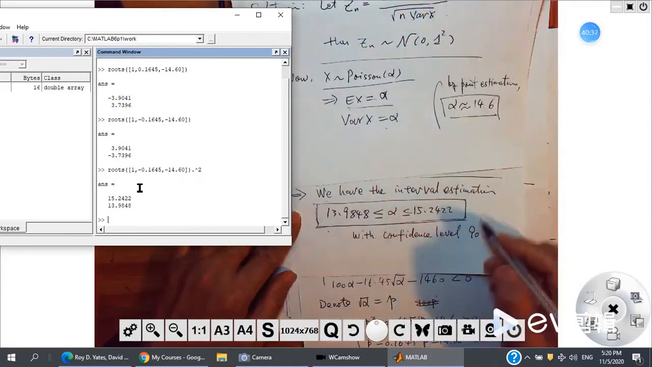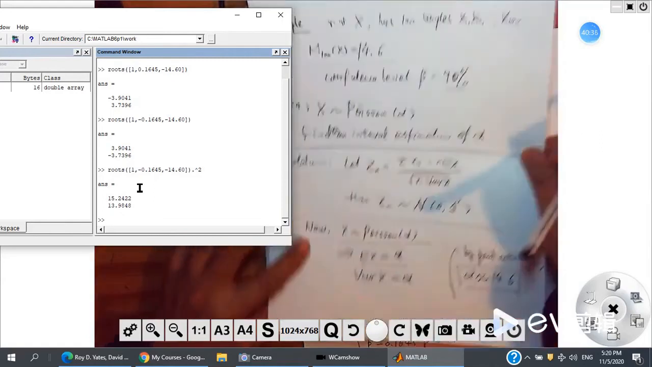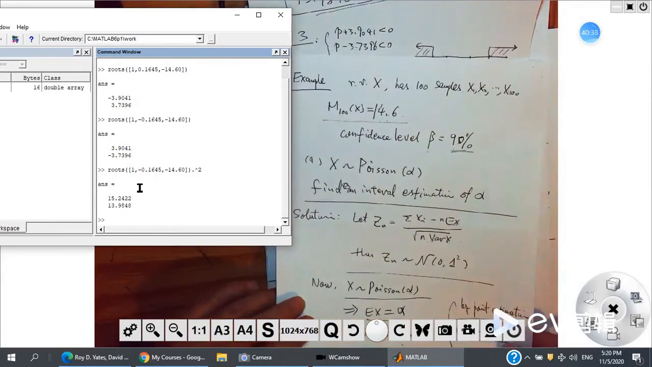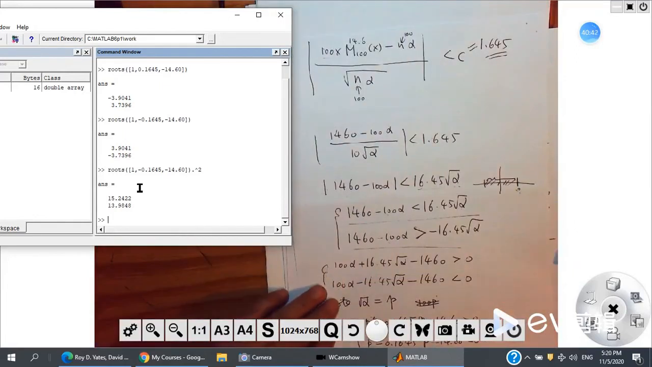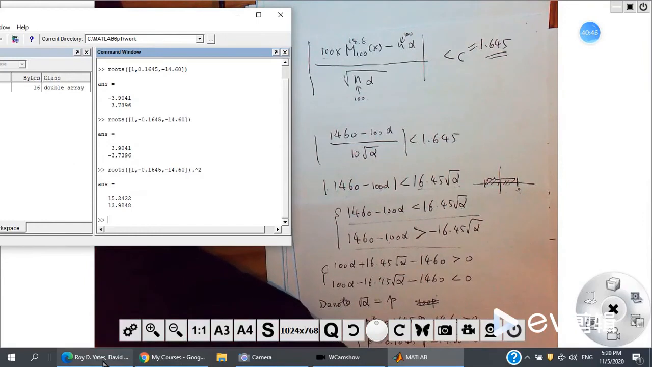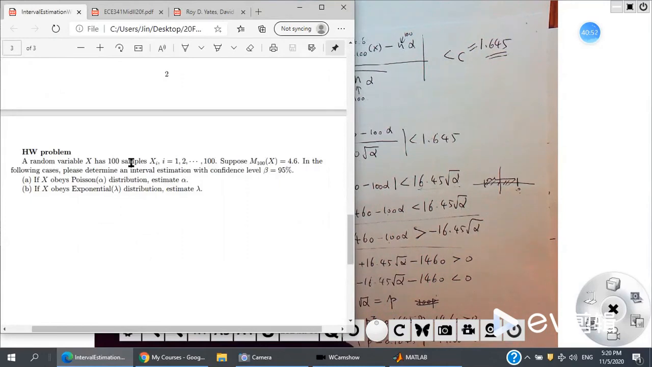90%, 90%, right? 90%. Yeah, 90%. All right. This is one case. Okay, this is one case. I said we have some homework problems. Yeah, this is homework problems.